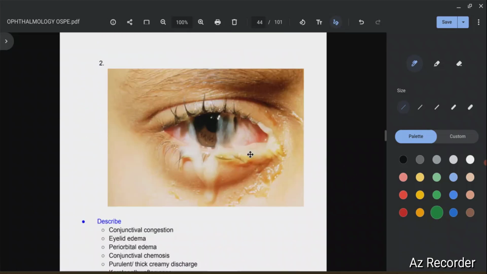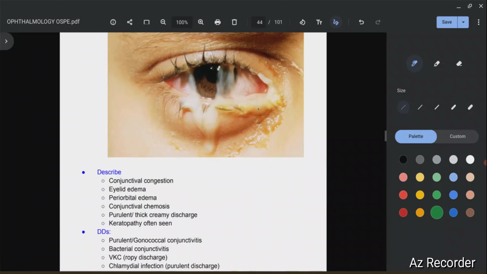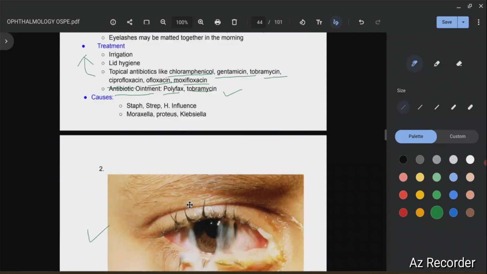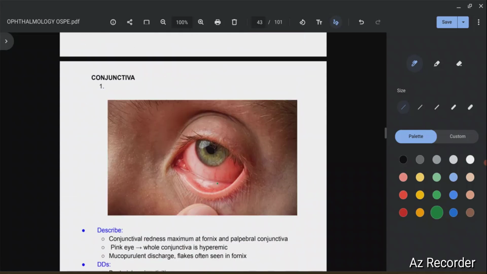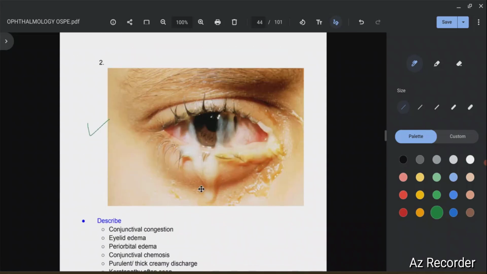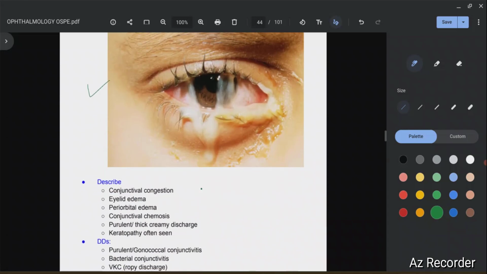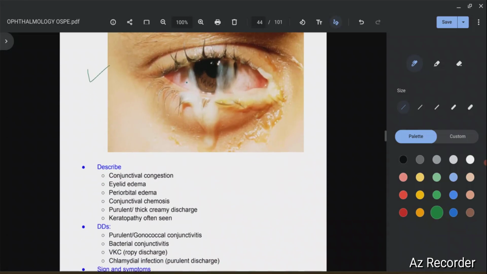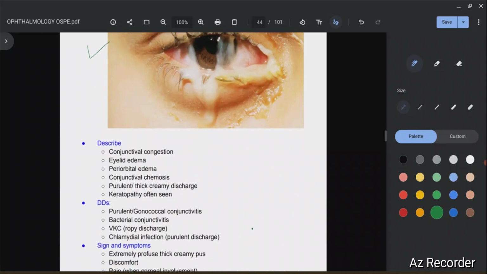Next. This profuse, thick, purulent discharge is the characteristic feature of your gonococcal conjunctivitis. Remember this thing, this is very important. Because in bacterial conjunctivitis you had some mucopurulent discharge, but this is actually very thick and profuse. So this is the characteristic feature of gonococcal conjunctivitis.